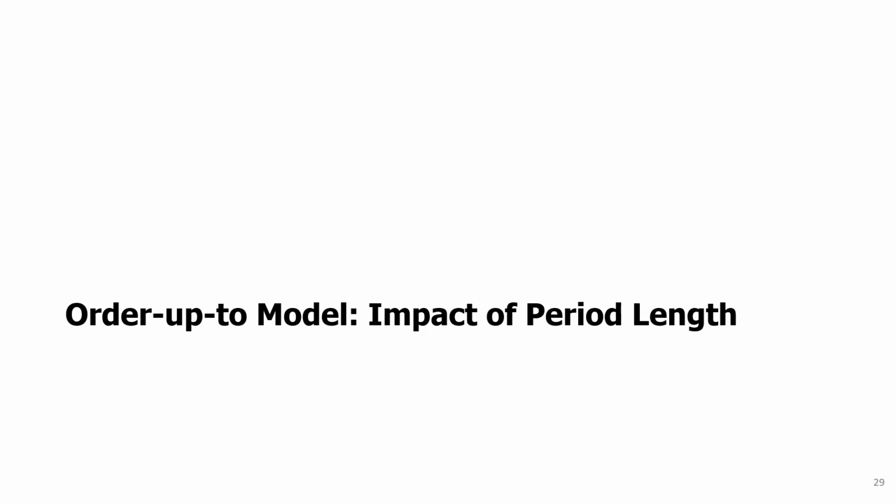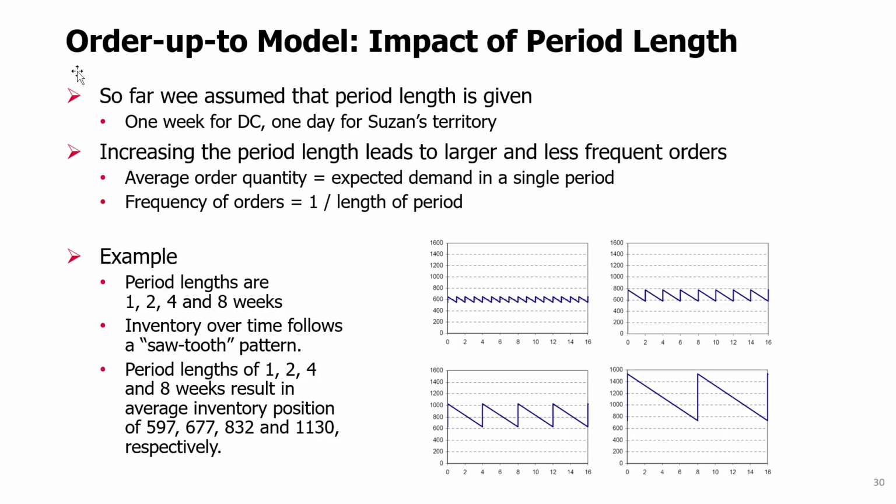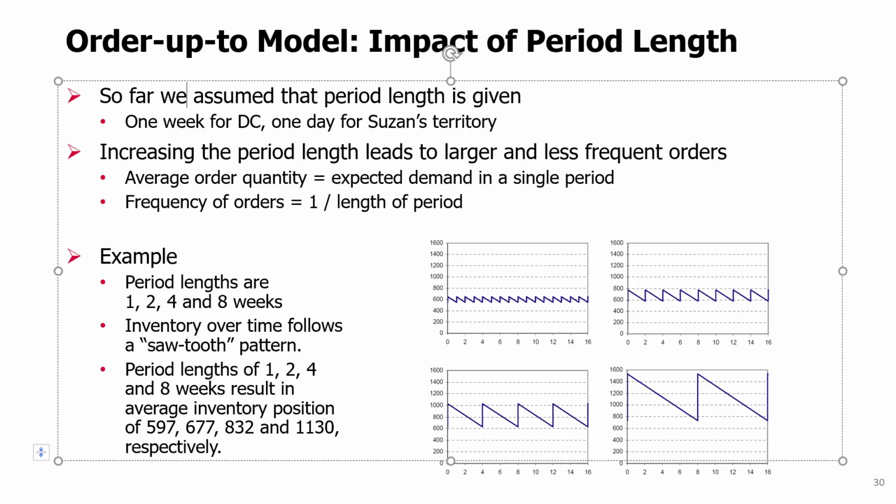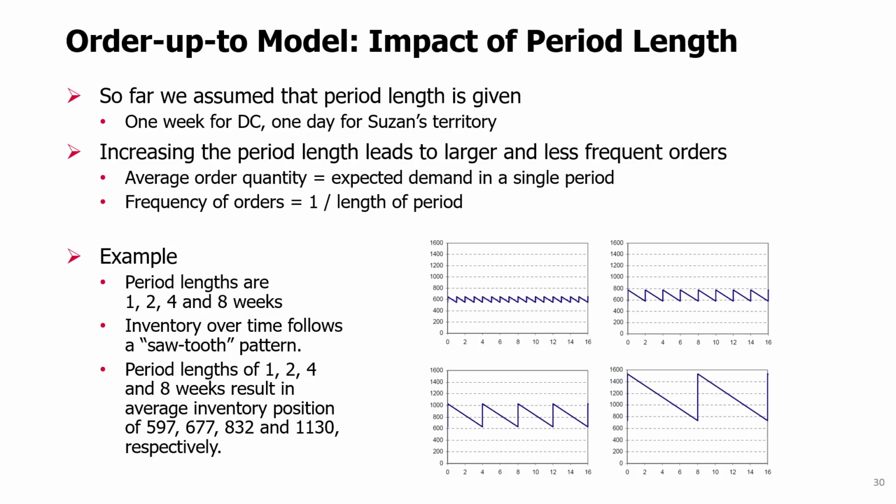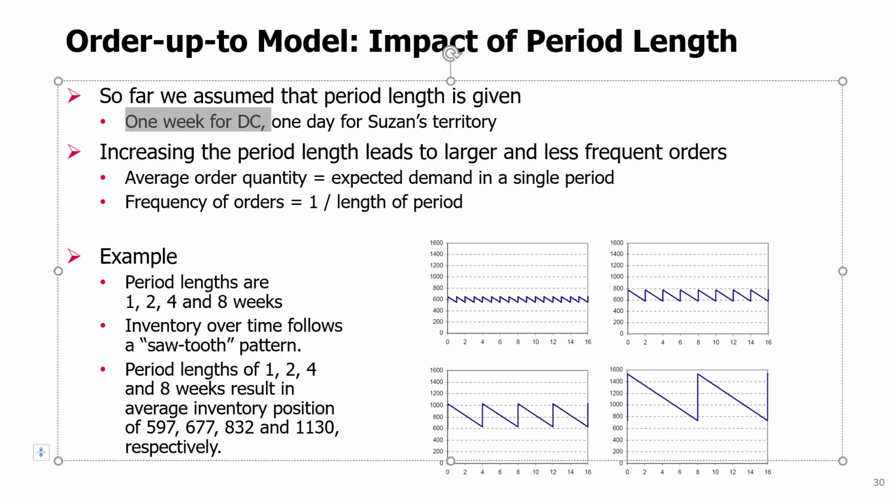Order up to model, impact of period length. So far, we assumed that the period length is given. 1 week for the distribution center, 1 day for Susan's territory. However, we can ask ourselves if the period length is the right length, and what would happen if we change it?